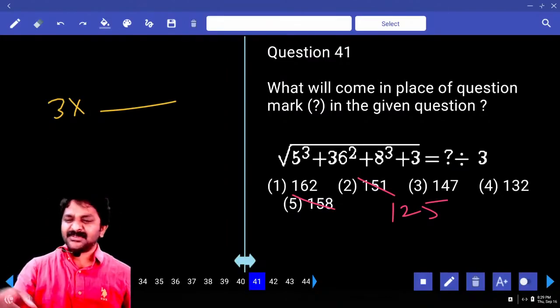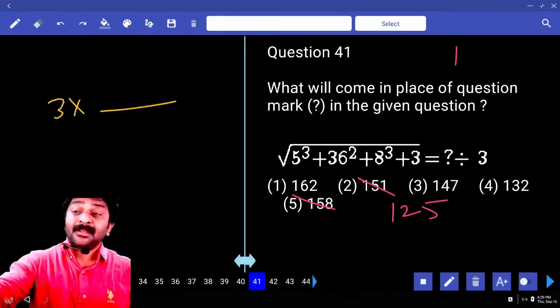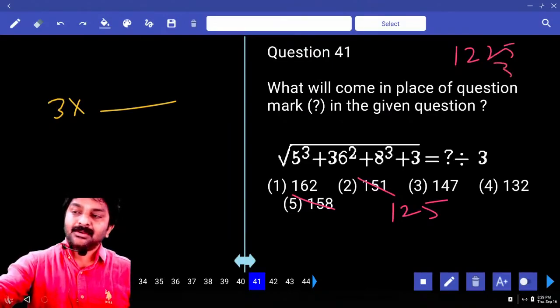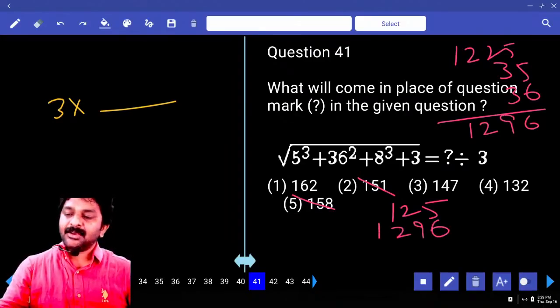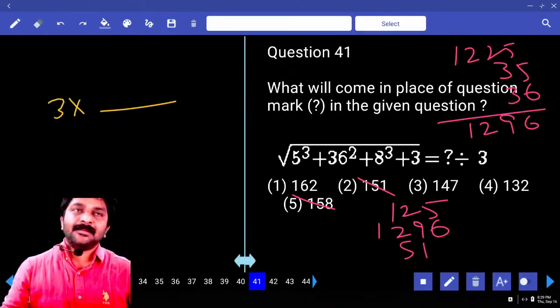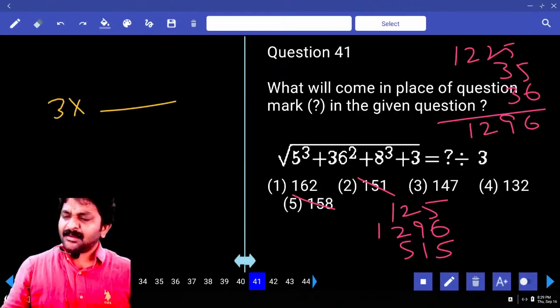Because again, two options are ending with 2, we have to calculate. This square, 35 square, 1225. And to this, we need to add 35 and then 36. Total it is 1296. 8 cube, 512. And then plus 3. 512 plus 3, 515. Treat it like this. Is that okay?